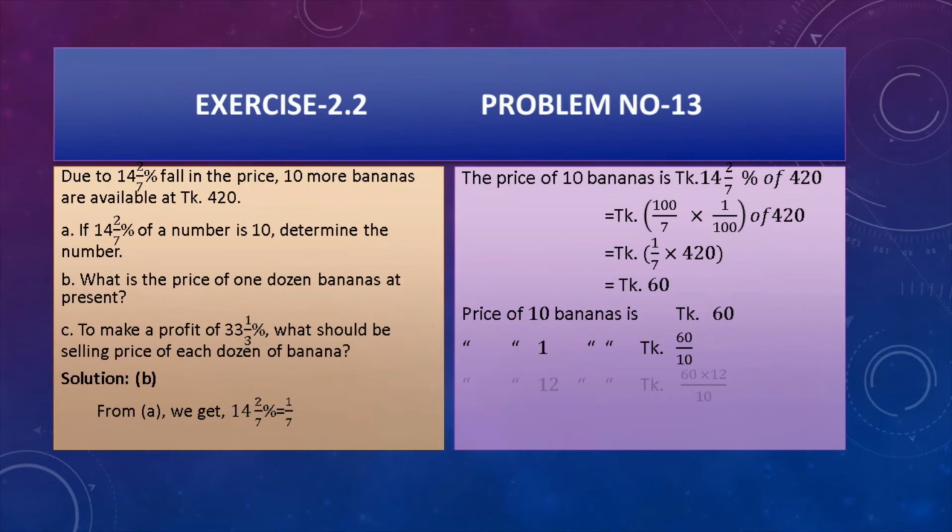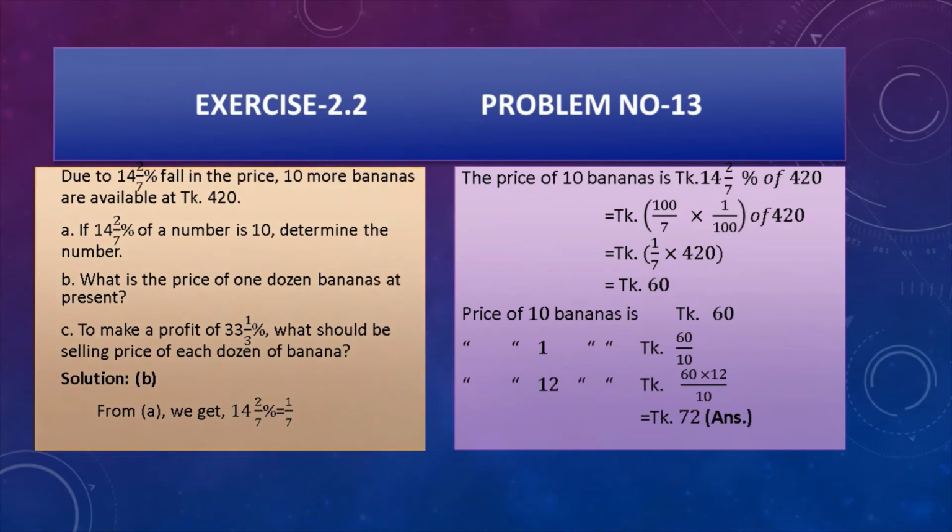Now we have to find out the price of 1 dozen bananas at present. So the price of 1 banana is taka 60 by 10, and the price of 12 bananas is taka 60 multiplied by 12, divided by 10. If we reduce 60 by 10 we get 6 multiplied by 12, that would be 72, which is our desired answer.